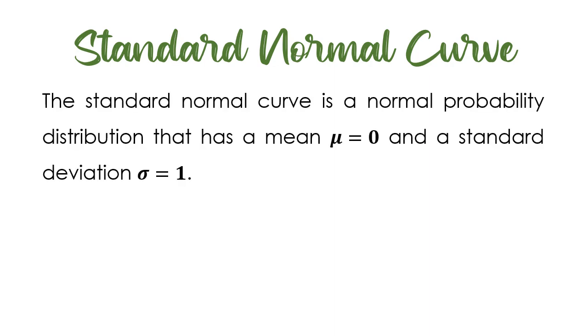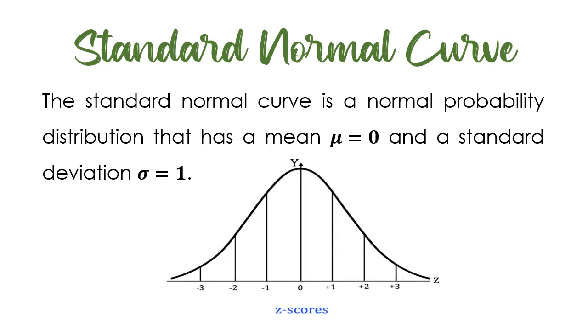Now, under the normal probability distribution, we have the standard normal curve. So what is a standard normal curve? The standard normal curve is a normal probability distribution that has a mean of 0 and a standard deviation of 1. So this is what a standard normal curve looks like. Again, the mean, median, and mode coincide at the center, which is again 0. And as you can see, the standard deviation is 1.